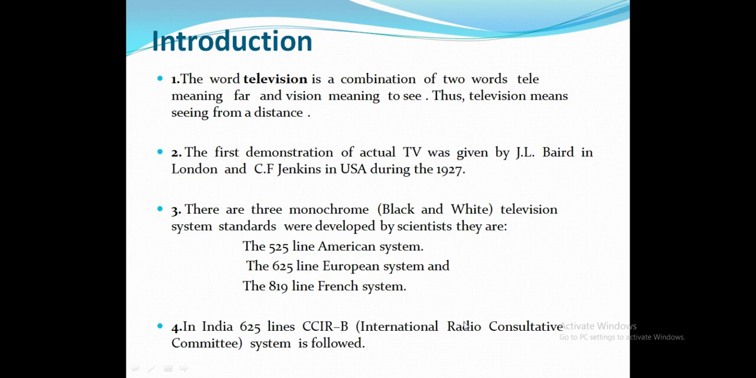Television is a system that converts a succession of visual images into corresponding electrical signals and transmits those signals through a suitable communication channel to distant receivers, where these signals are used to reproduce the original images.